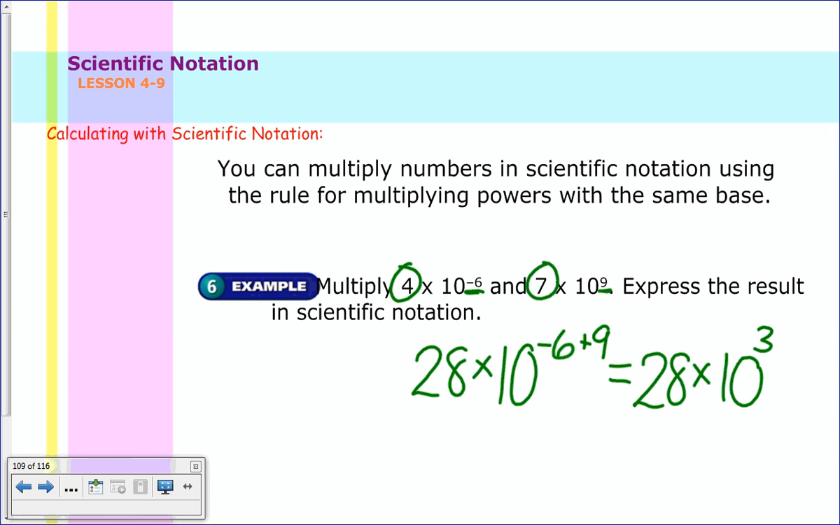Now this looks mighty good and fine, except if you look at that front number, it's a 28. That's much larger than a number between 1 and 10. So what we have to do is add a decimal point in here. So if I switch it from 28 to 2 8/10, I hopped over that way 1, so I add 1. So 2.8 times 10 to the 3 plus 1 is 4, fourth power.